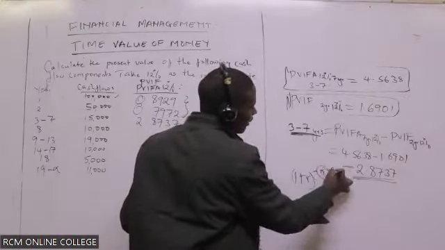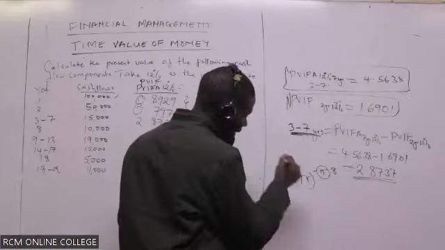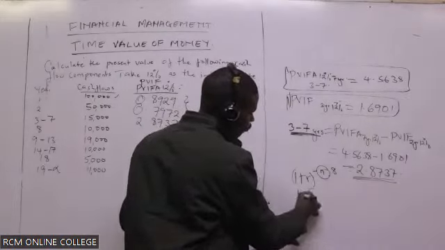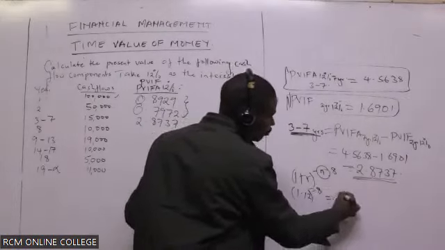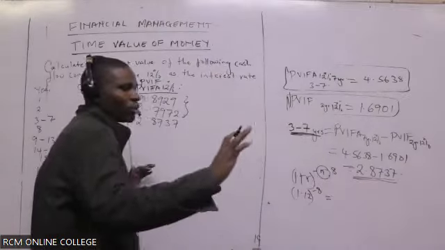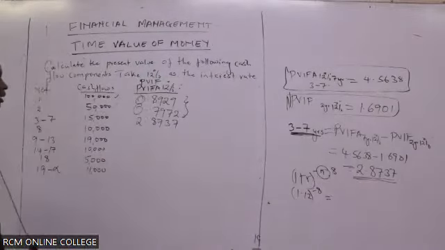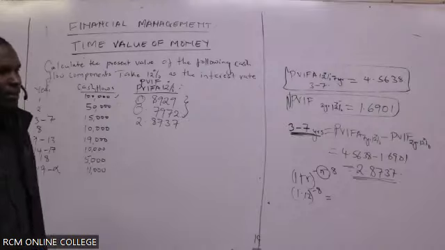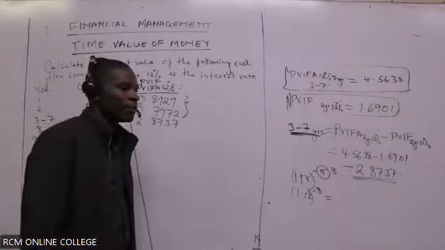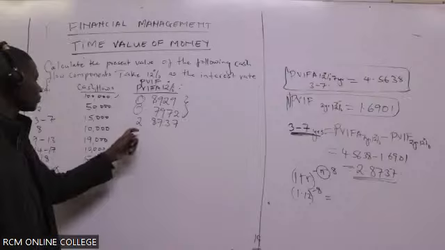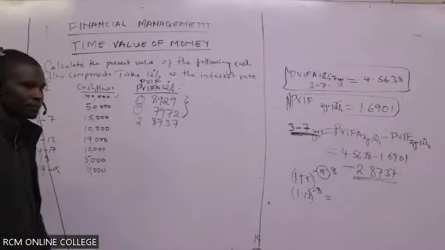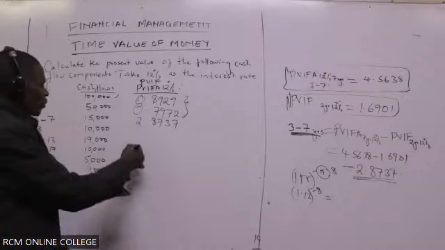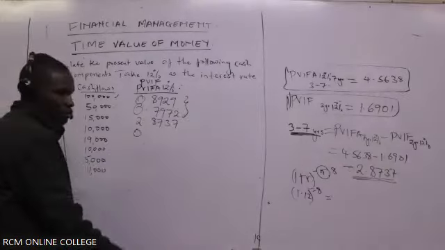N is 8. So it will be 1.12 raised to negative 8. Give me that, we put it direct. That has no issue. That is the PV. Okay, what will it be? Put it down here. 0 point, of course. These irregular ones are 0 point.